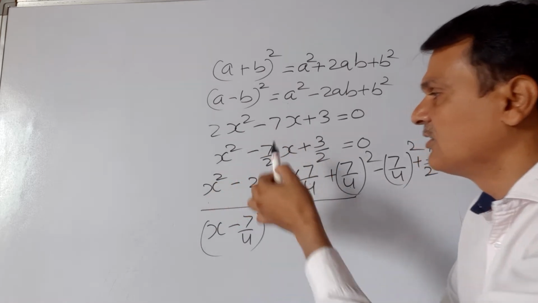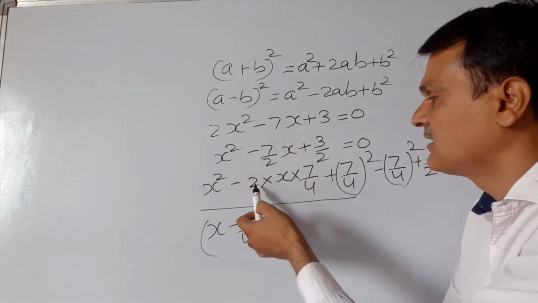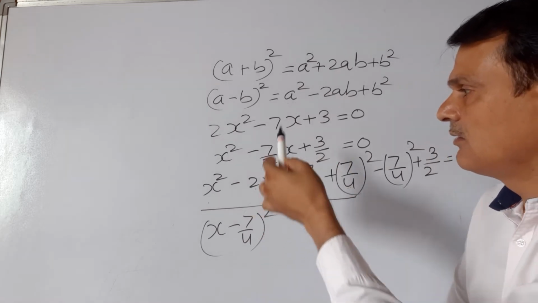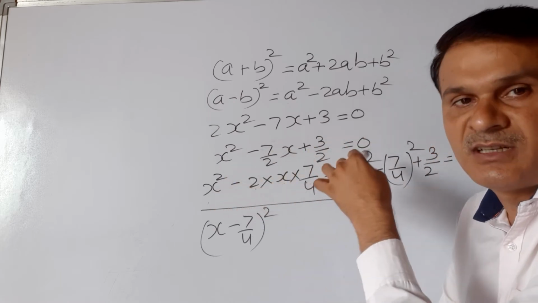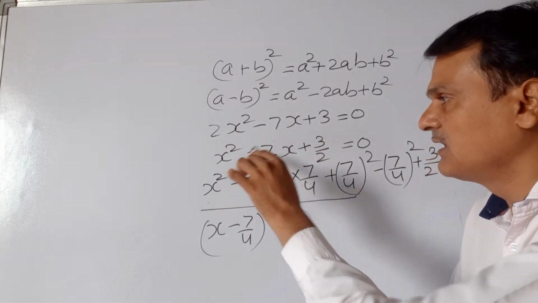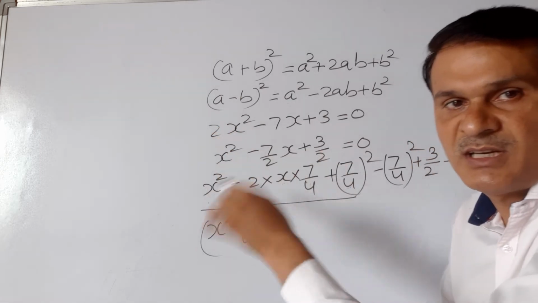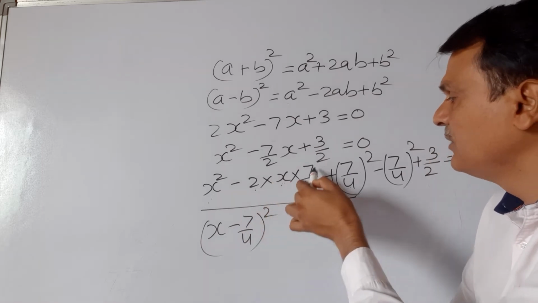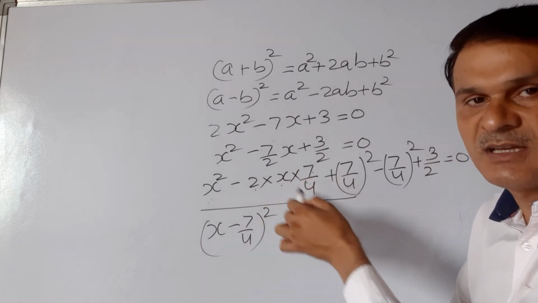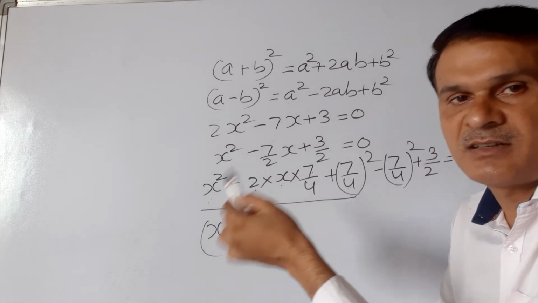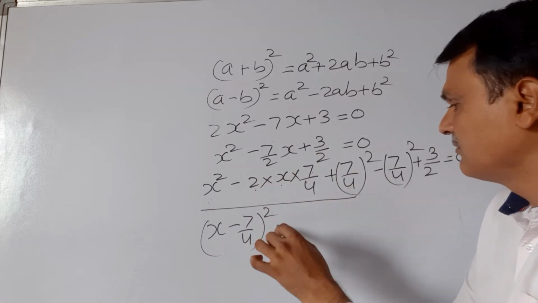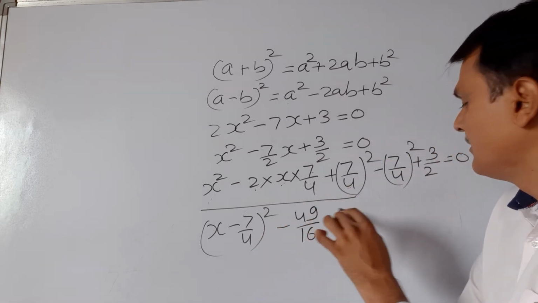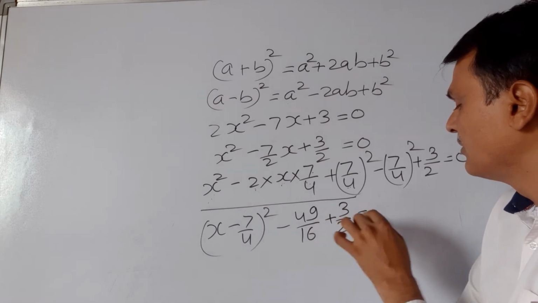We will arrange the equation in the form of a² − 2ab + b². For this, we make the coefficient of x² as 1 by dividing by the given coefficient of x², and then we write a² − 2ab. For this, we divide and multiply by 2 so that we get the factor of 2. Now this equation, by simplifying, we get 49/16 + 3/2 = 0.